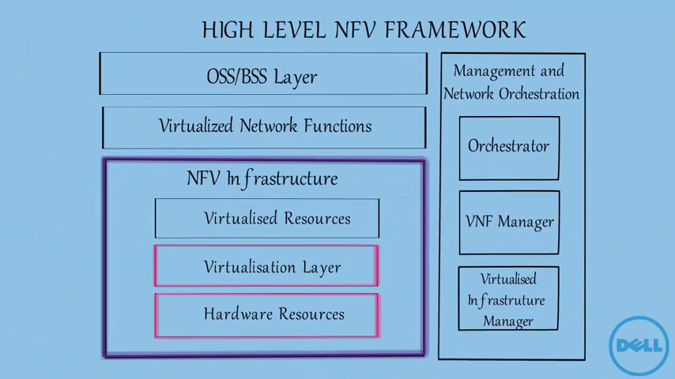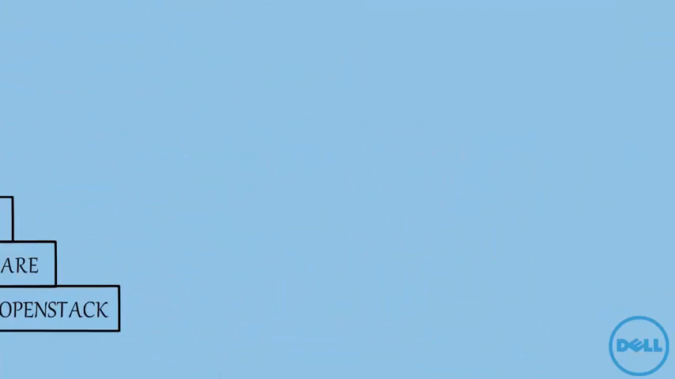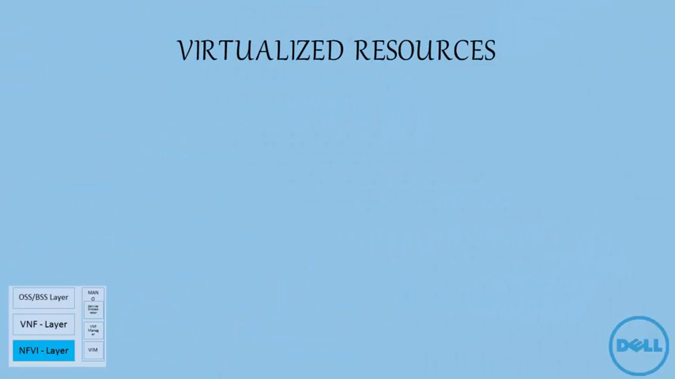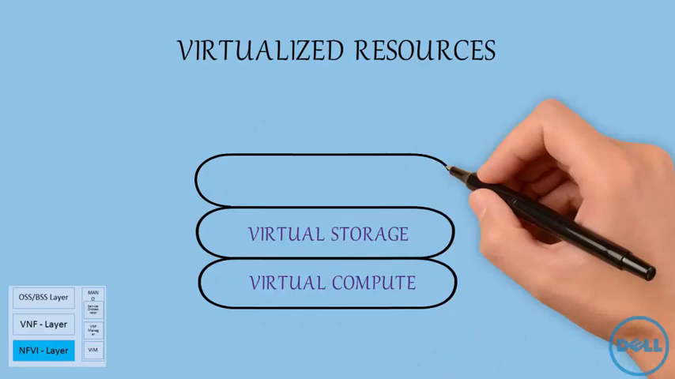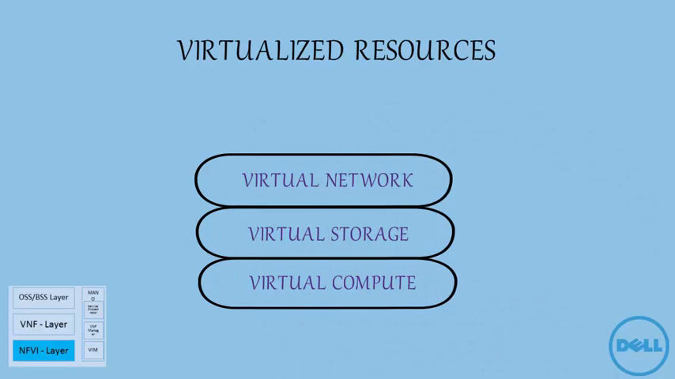The third part of the NFV infrastructure is the virtualized resources. These include virtual compute, virtual storage, and virtual network.